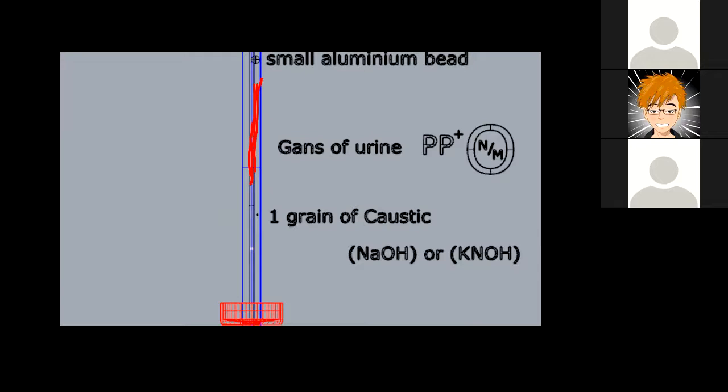And you're not going to need a heck of a lot. The tube is really small. Inside there, this tube, besides the GANs of Urine, there's going to be 1 grain of caustic, no more than that, and a small amount of aluminum foil. And then just a small aluminum bead foil, small enough so it'll fit inside alongside your antenna wire, your copper antenna wire.